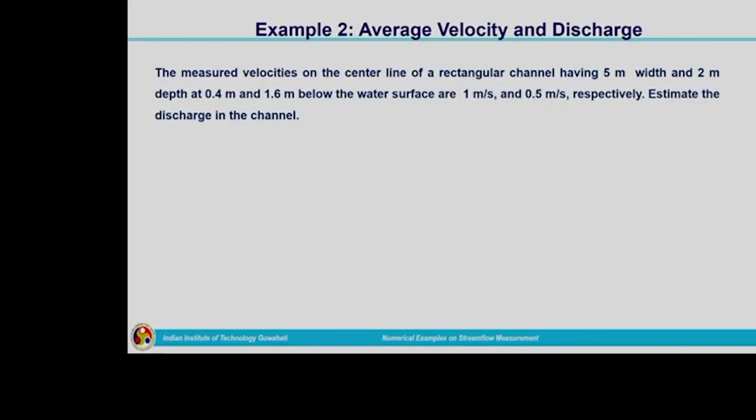Let me read out the question first. The measured velocities on the center line of a rectangular channel having 5 meters width and 2 meters depth, at 0.4 meter and 1.6 meters below the water surface, are 1 meter per second and 0.5 meters per second respectively. Estimate the discharge in the channel. So here the velocities at two different depths in a rectangular channel are given to you. You need to compute the discharge in the channel.